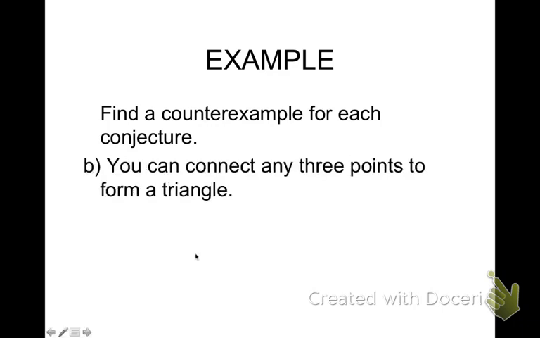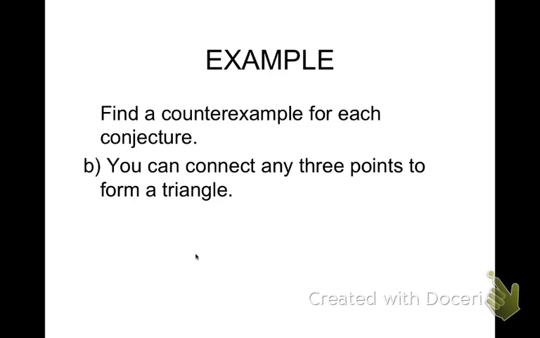You can connect any 3 points to form a triangle. Can you make 3 points so that when you connect them, they don't form a triangle? What would that look like? Just one straight line, good. So 1, 2, 3. If I connect those 3 points, they do not make a triangle. They make a straight line, which is not a triangle.